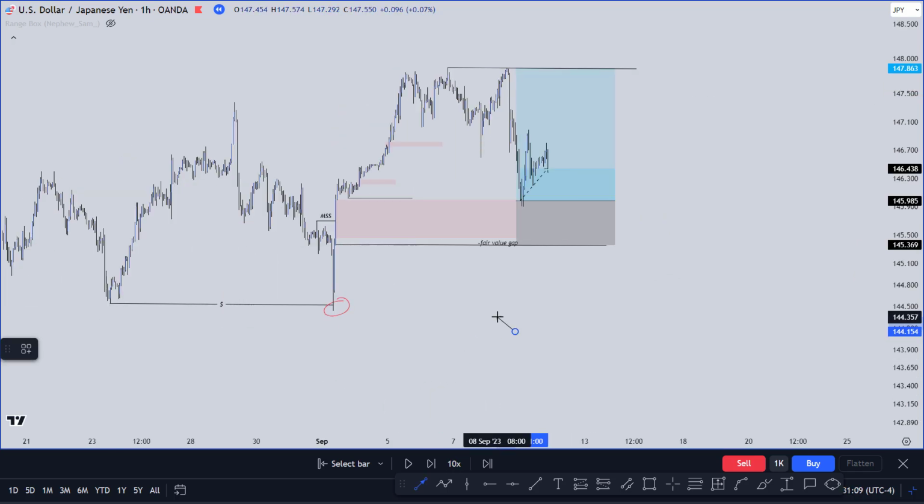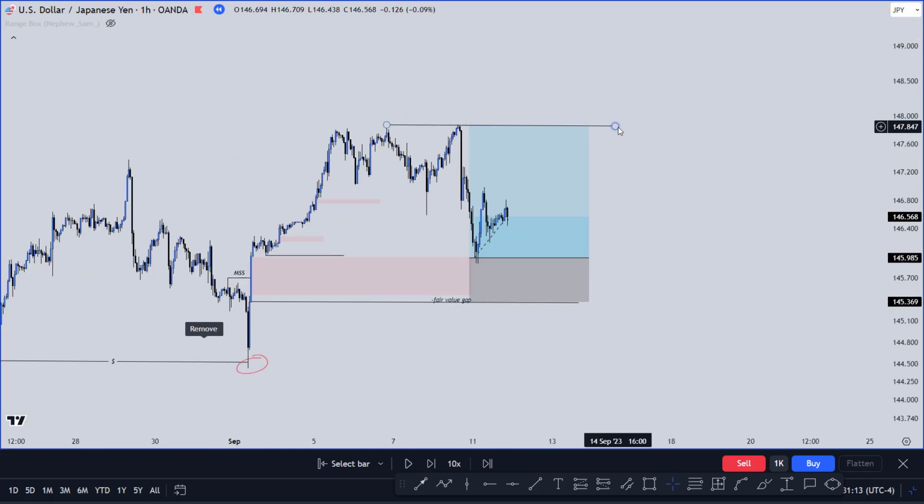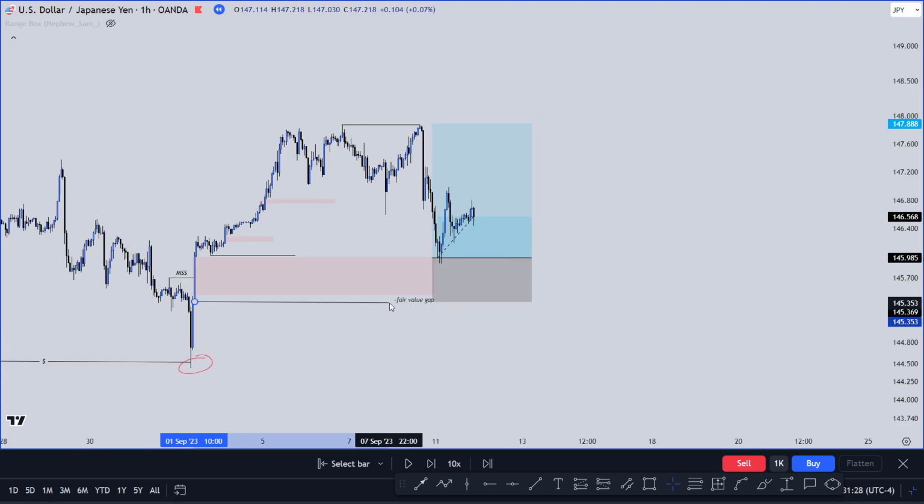And then as we can see here, while price was playing, price engineered liquidity right here. Engineered these relative equal highs. All of this right here is what we call engineered liquidity. Price plays these equal highs right here to trick traders into thinking that price is strong.